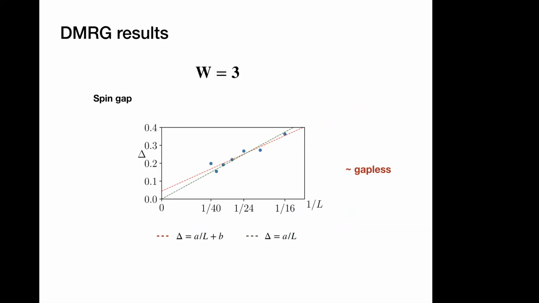Now, in the case of the 3-leg cylinder, we don't expect any relevant Umklapp perturbations, and what we see numerically is that the state is indeed gapless. Here the blue dots are the actual data points as you increase the size of the system, and the different dashed lines are just different fits, either allowing for a finite intercept or not. You can see that they're both roughly consistent with the data, suggesting again that the state is indeed gapless.